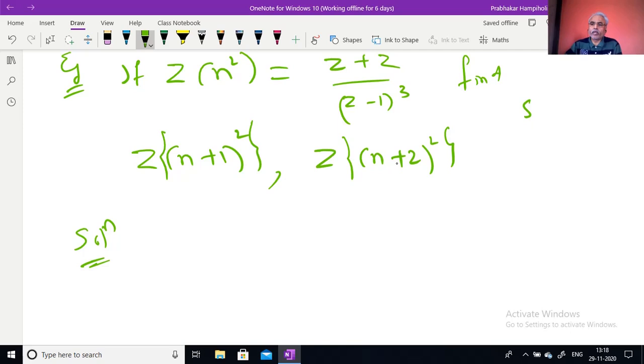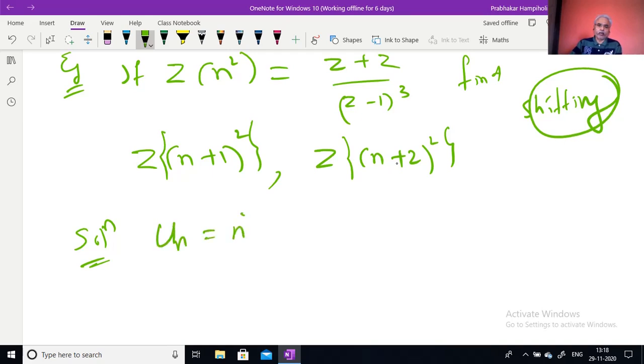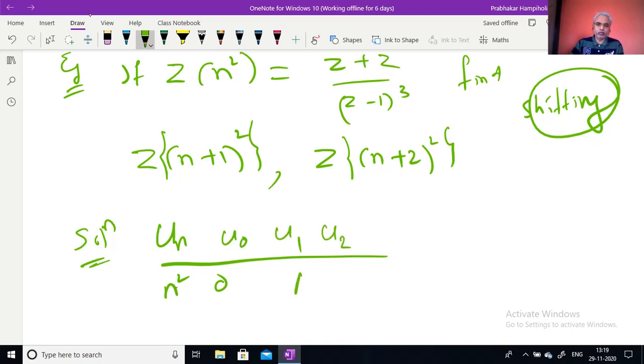So you are using shifting theorems here, don't forget. Let us write u_n equal to n square. Let us note down the values of u_n equal to n square. Sometimes it takes time. N equal to 0, 0, n equal to 1, 1, n equal to 2, 2. So given the n function, you can go on finding the corresponding u0, u1, u2. But if at all you know only the Z function, coming directly here is difficult.